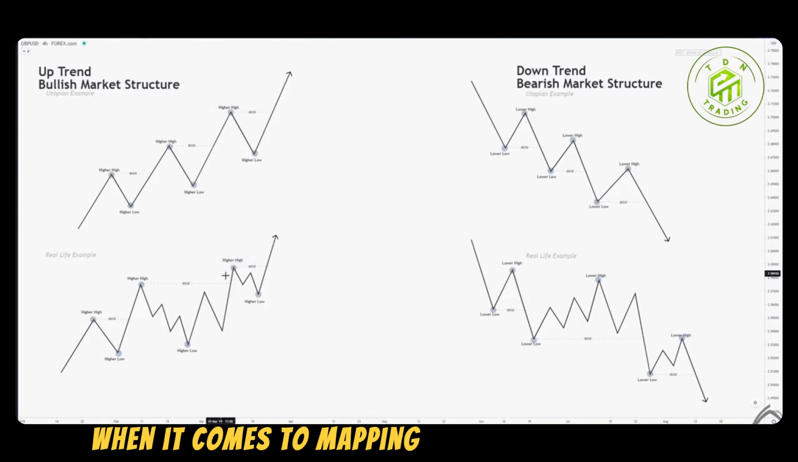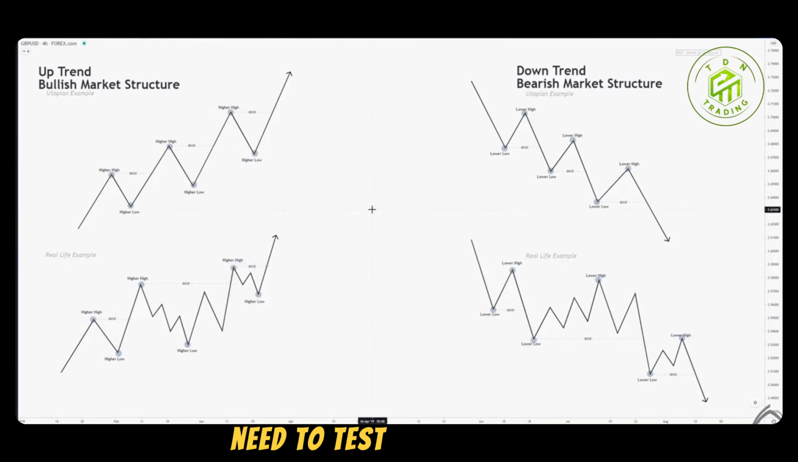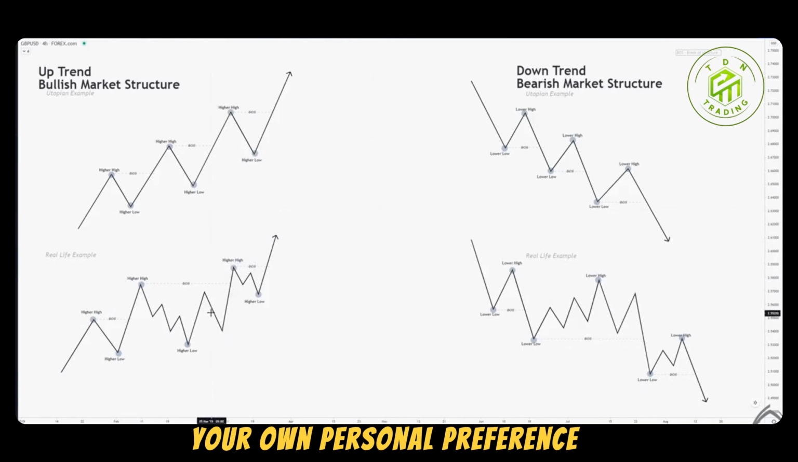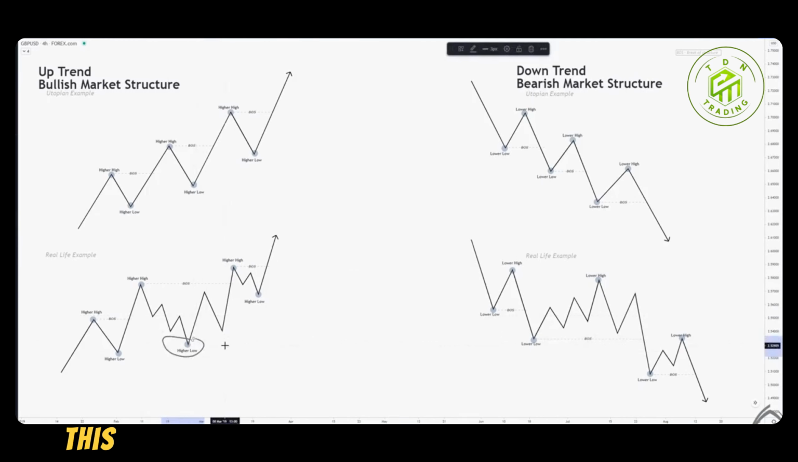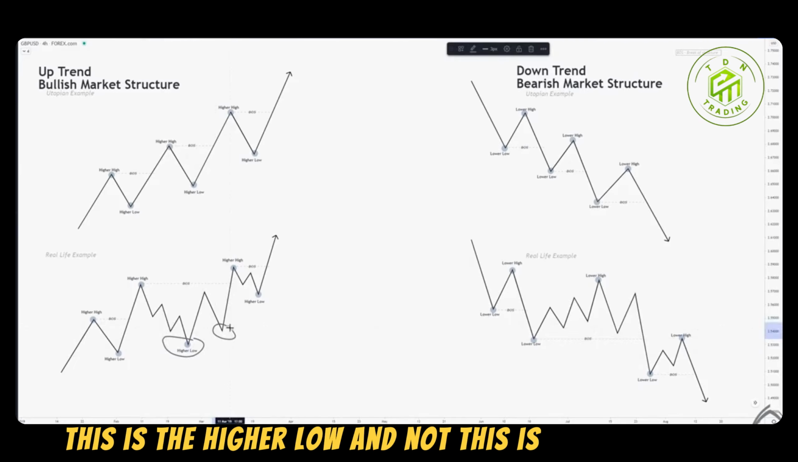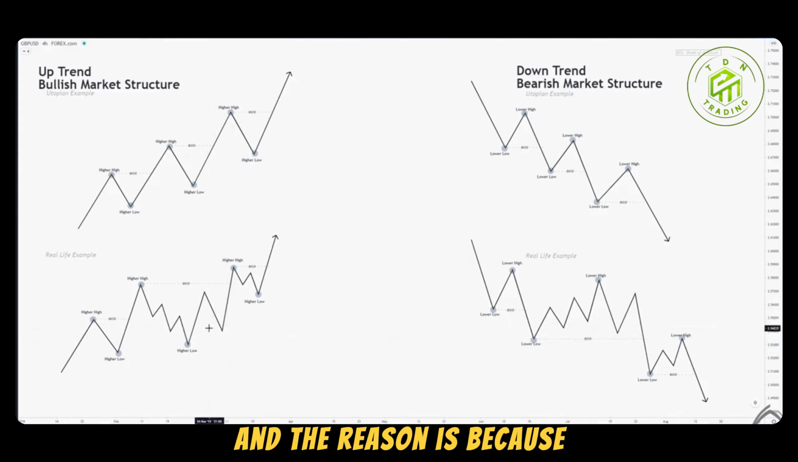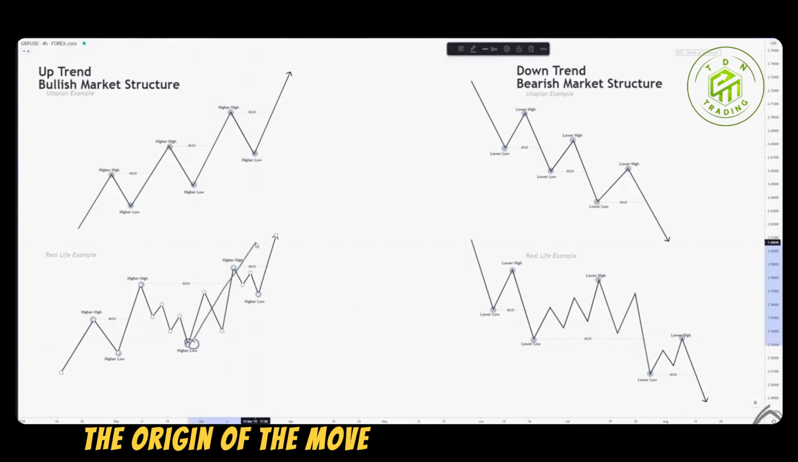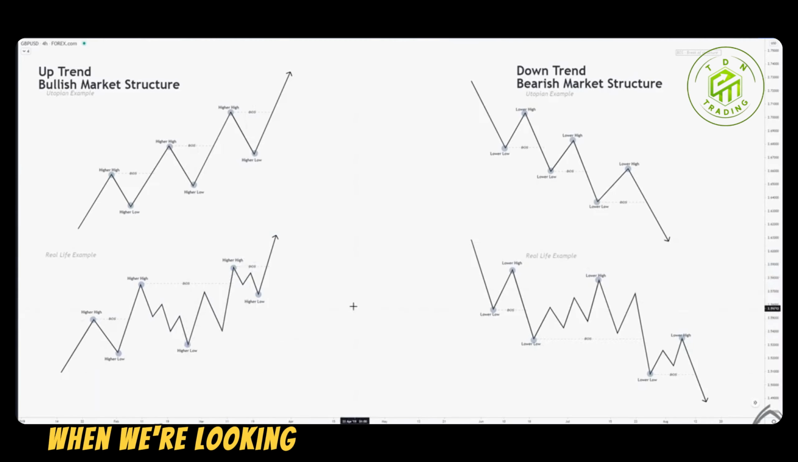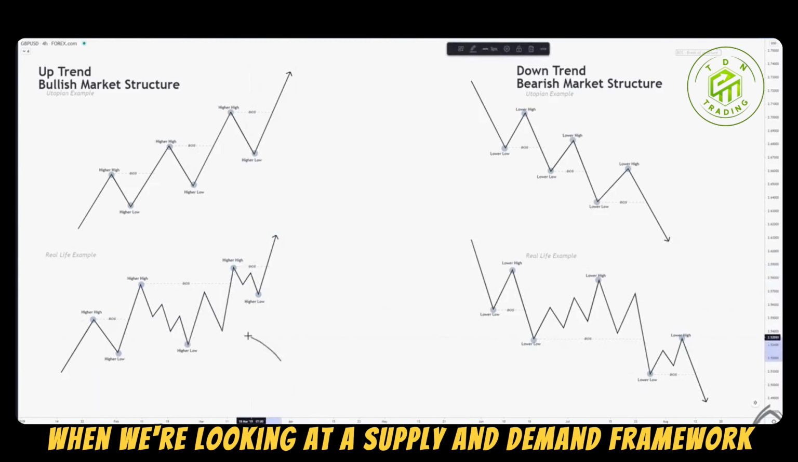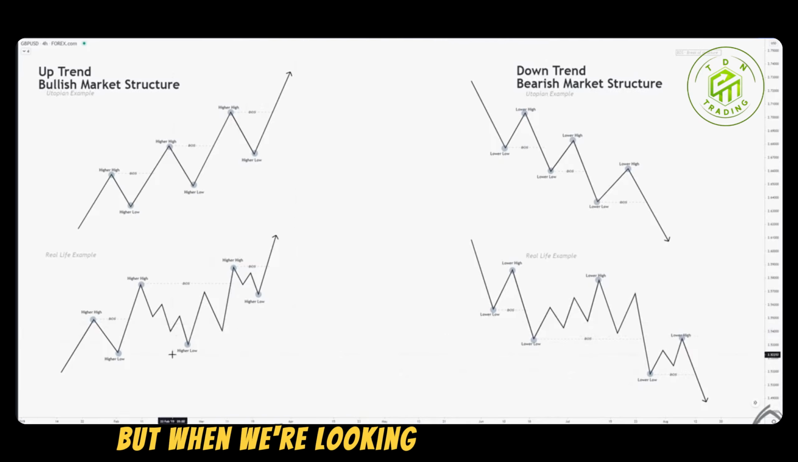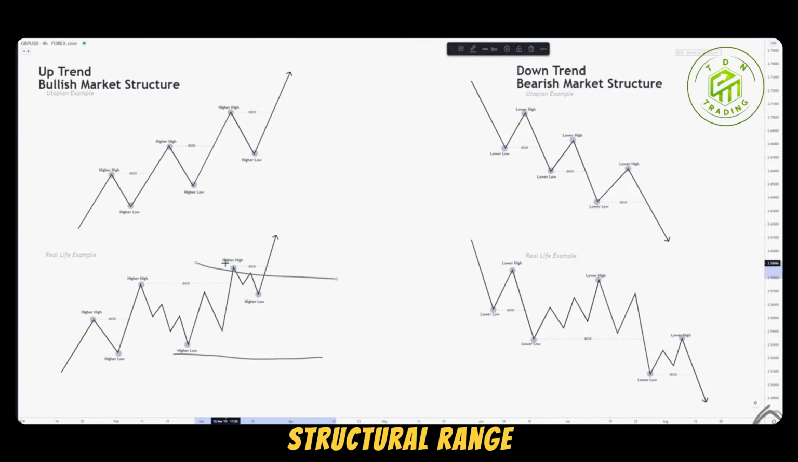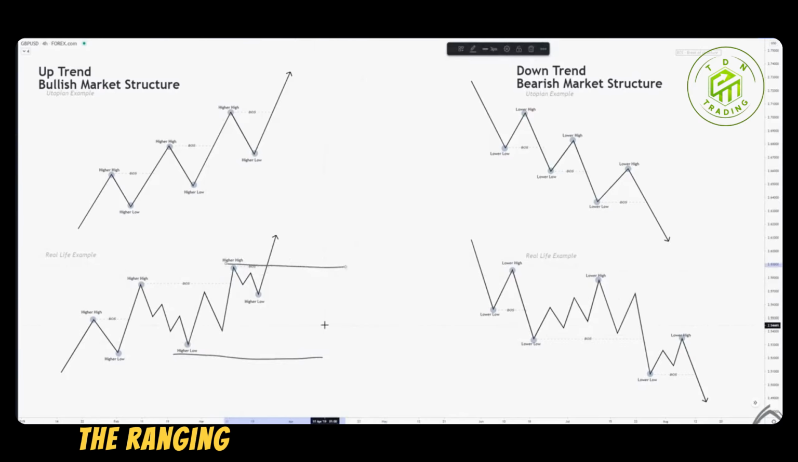When it comes to mapping out market structure, and this is something that you'll need to test a little bit on your own personal preference, I'm sure looking at it, some of you are wondering why we chose this as the higher low and not this as the higher low. And the reason is because this is the origin of the move that broke that structure. Now, of course, when we're looking at a supply and demand framework, we might be more interested in demand zones that came from this point. But when we're looking at an actual market structural range, this would be the range in question that we would be looking at.